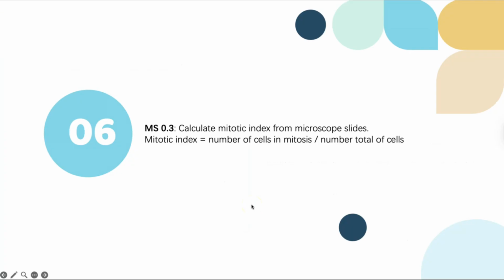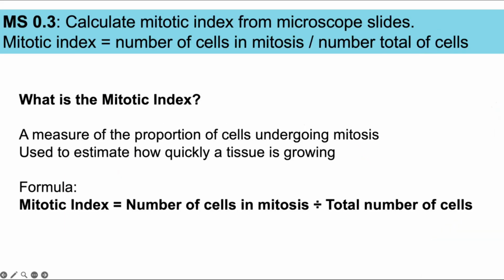The next math skill we've got is calculating the mitotic index from microscope slides. And here's the formula that you need to know for this one. The mitotic index is the number of cells that you can see in your microscope image in mitosis divided by the total number of cells. So this calculation is basically a measure of the proportion of cells undergoing mitosis, and it's used to estimate how quickly a tissue is growing, because if you have a higher mitotic index, that indicates more cells are undergoing mitosis and therefore there must be more growth happening.